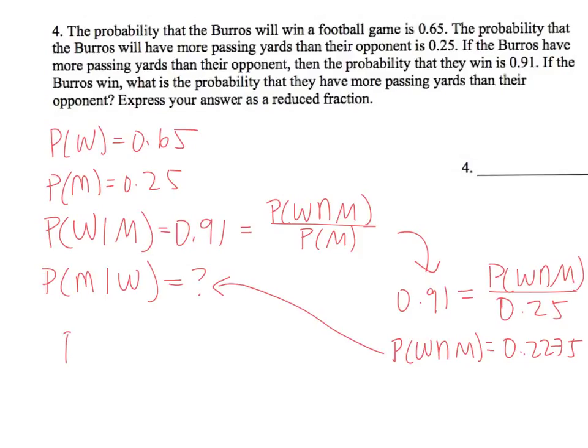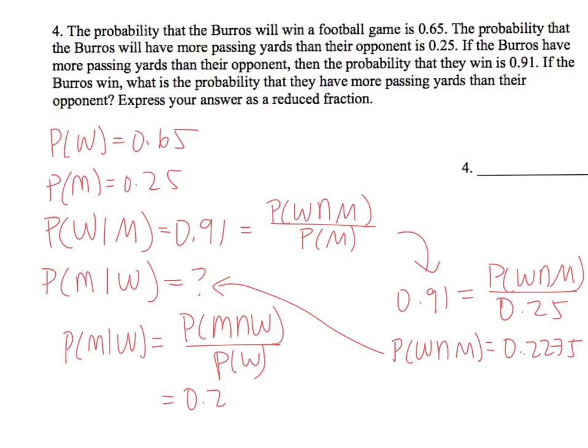So here I get the probability of having more passing yards given that I win to be the probability of more and win over the probability of winning. So this is going to be 0.2275 divided by the probability of winning, which is 0.65. That simplifies to be 0.35, which is 7/20.